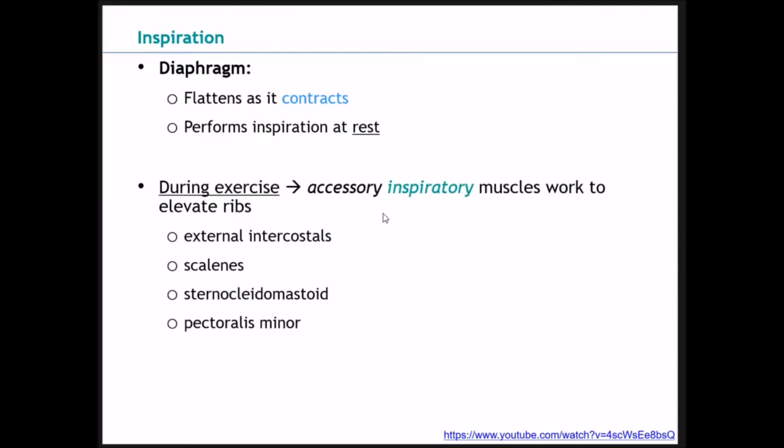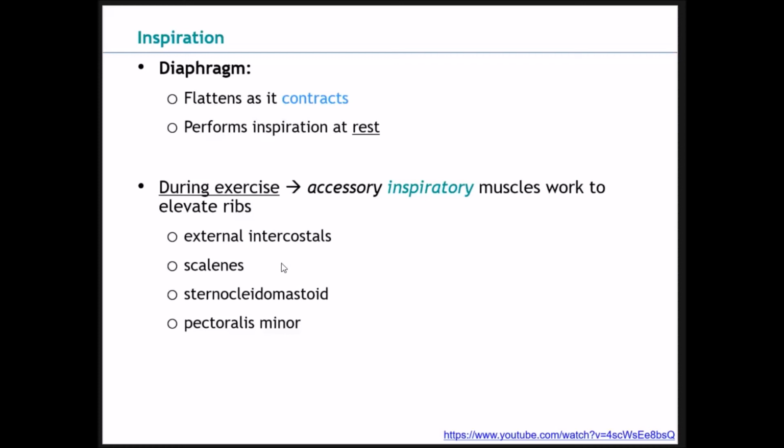What about during exercise? During exercise, this is different. The diaphragm still works, but we have inspiratory muscles to help elevate the rib cage. This is basically when greater changes in the thoracic volume are needed to ventilate a greater volume of air. So when we have to ventilate more air, we have to recruit more muscles. Let's talk about each one of these. We have the internal intercostals. These are located between the ribs, and they elevate the rib cage with contraction and increase the thoracic volume.